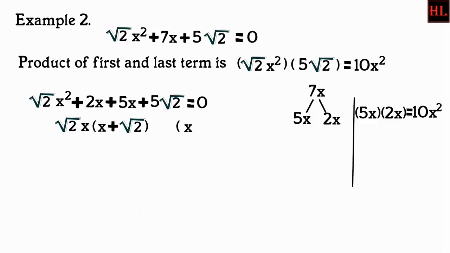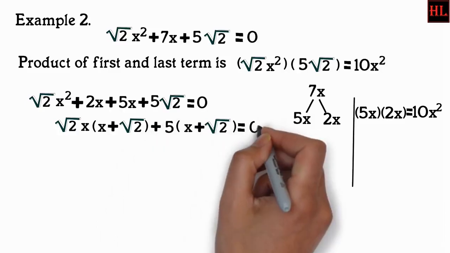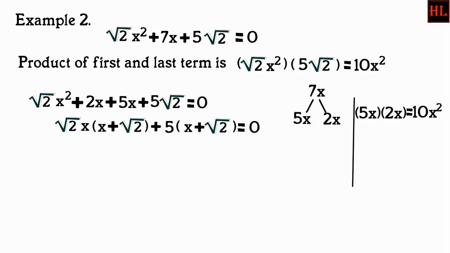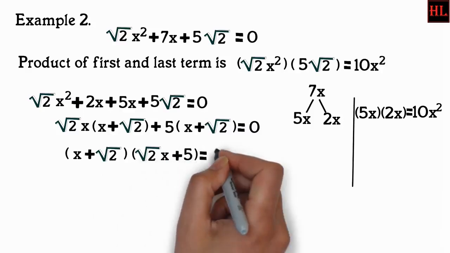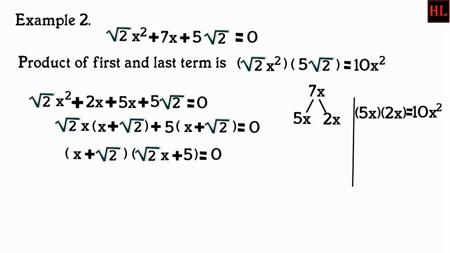We'll copy x plus root 2 again, and we know to get third and fourth term we need to multiply this with 5, and we'll equate this with 0. Now out of these two terms we take x plus root 2 common. So we have root 2x plus 5 as second factor, and we equate it to 0 as well. Now we'll equate these linear factors to 0. So we have x plus root 2 equal to 0.